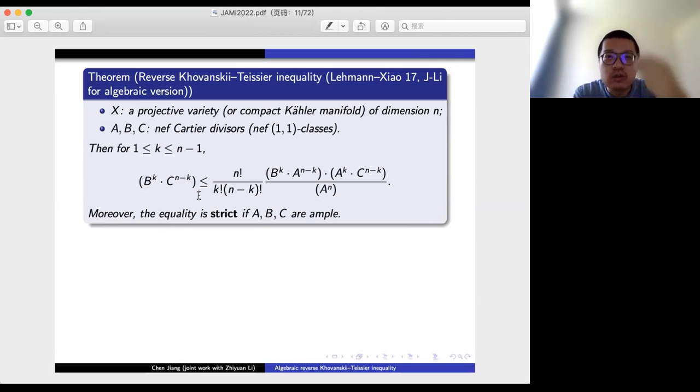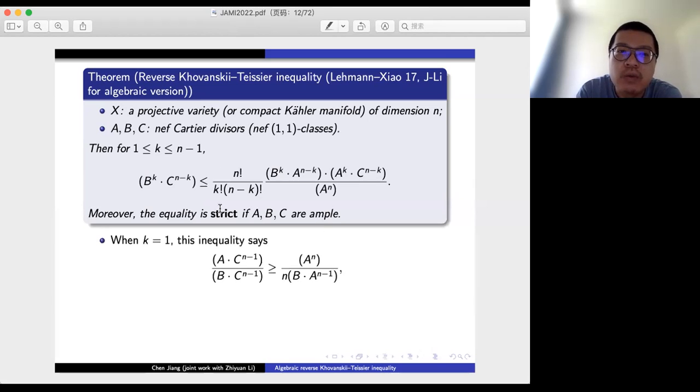This form looks complicated, but let me explain why it's natural. Say when k is equal to 1, the simple case, we can rewrite this inequality in this form. It's the intersection of A with a one-cycle; you imagine C^(n-1) as a one-cycle.